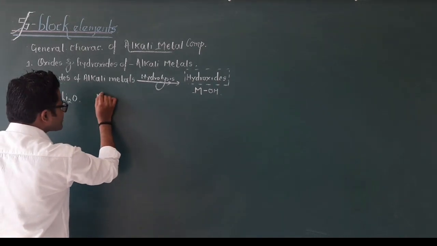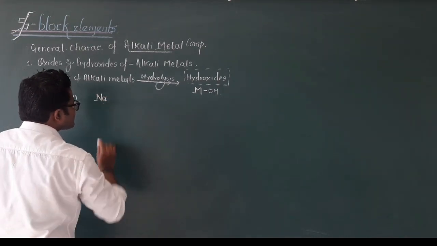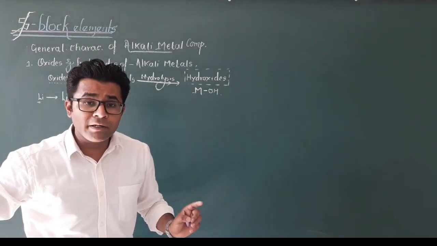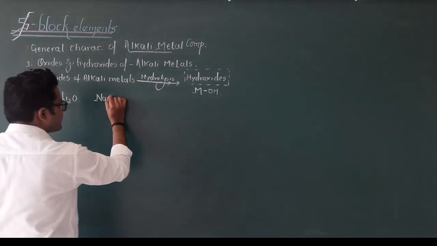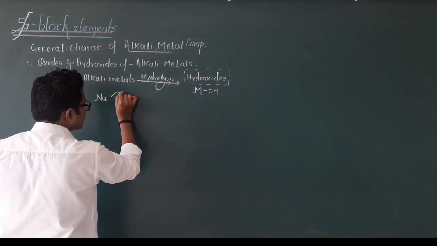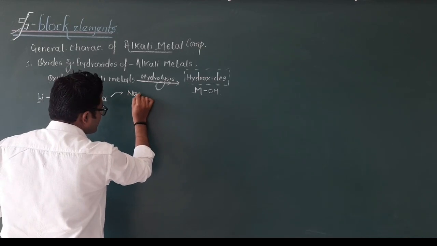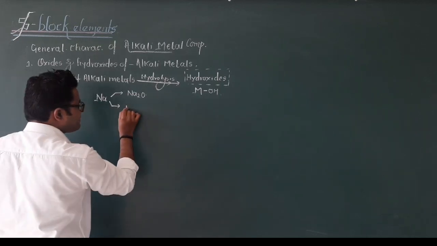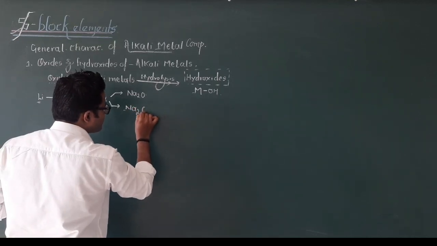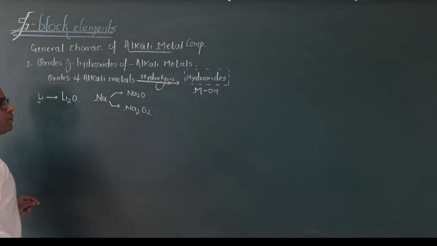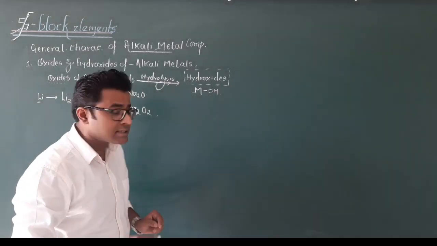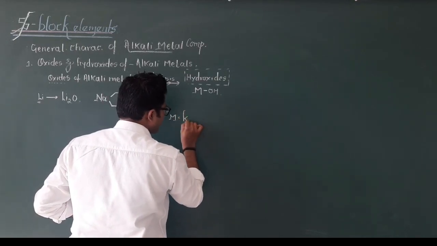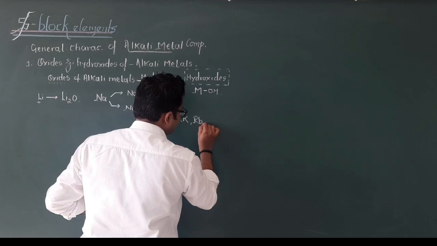If we take sodium into consideration, sodium has two possibilities. Either it can form sodium oxide or sodium peroxide. Sodium oxide is given as Na2O, while sodium peroxide is given as Na2O2. Now, for the different metals, let me denote them as M, which stands for potassium, rubidium and cesium.